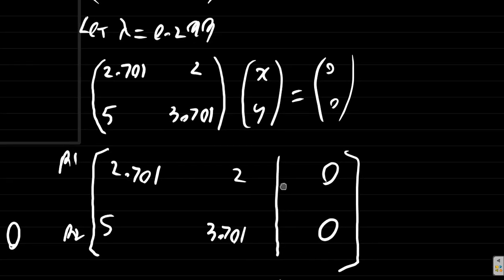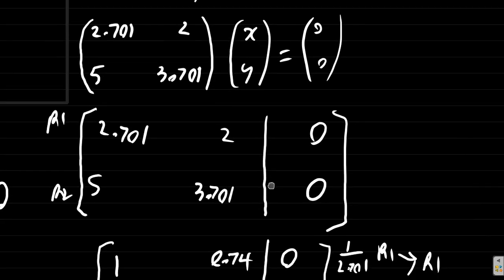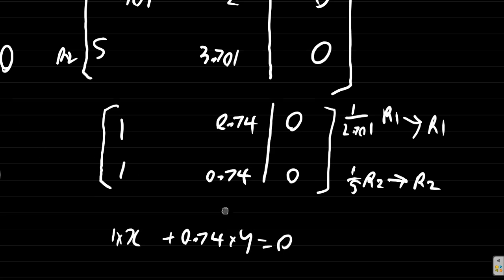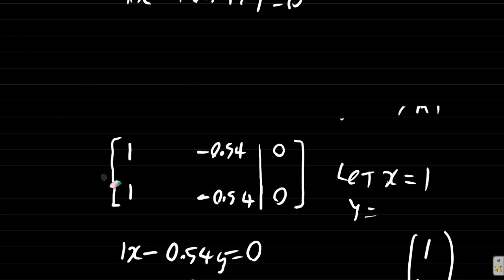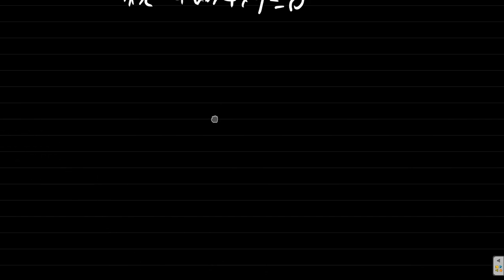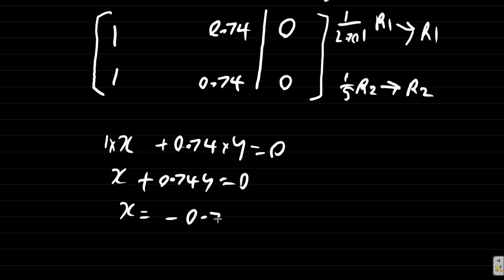Now remember here, when we have this form, it means 1 times x plus 0.74 times y equals 0. Let me just erase part of the work I did down here earlier to make space. So x plus 0.74y equals 0. That means x is equal to negative 0.74y.